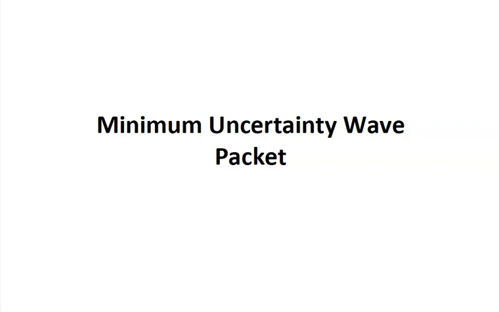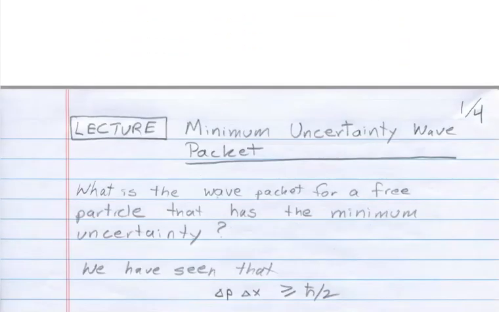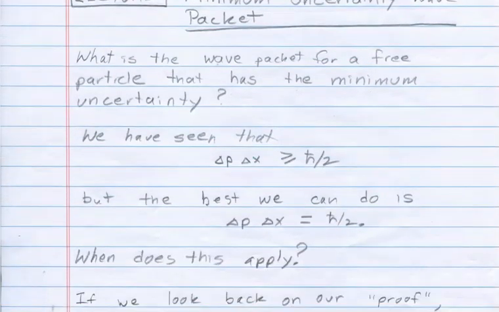In this segment, we'll put together some of these ideas to obtain the minimum uncertainty wave packet. And I first should explain what that is. What we'd like to find is the wave packet for a free particle that has the minimum uncertainty, and minimum in the sense that this product of the uncertainty in the momentum times the uncertainty in the position is the smallest it can possibly be.